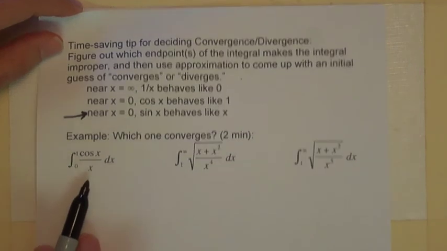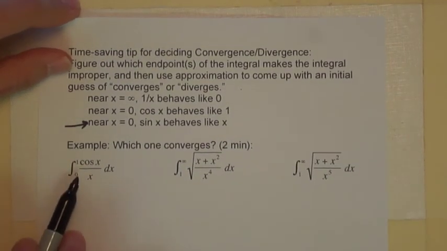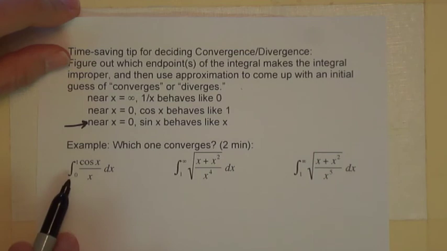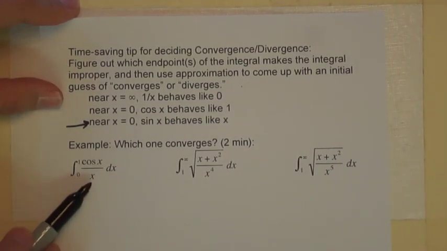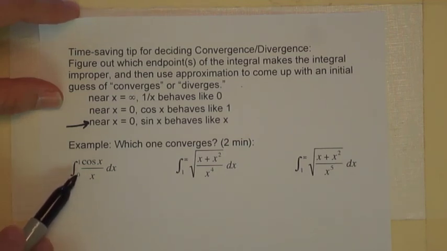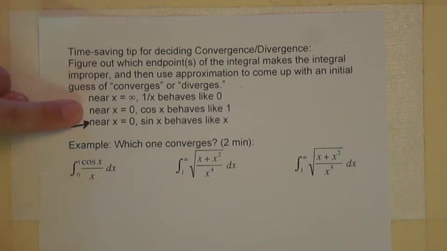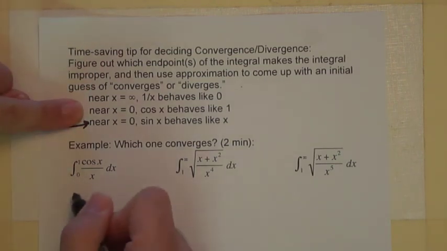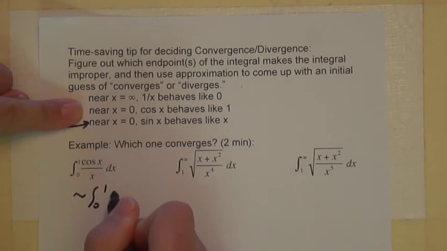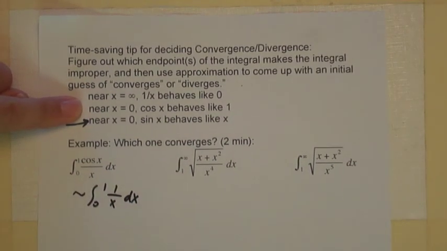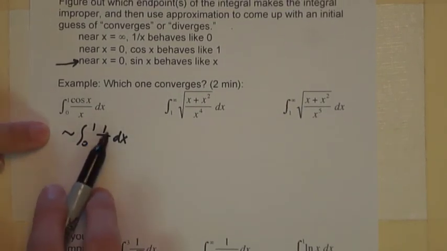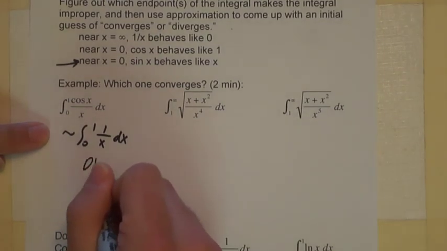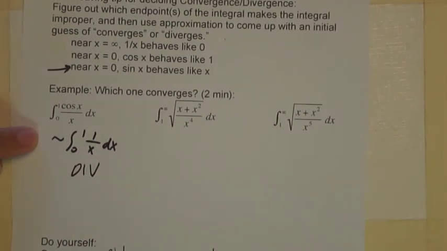We look at the first one, cosine x divided by x, and we look at the limits, 0 and 1. The thing that makes the integral improper is the 0, not the 1. The 0 would give you a 0 in the denominator when x is 0. So what's going on at 0? Well, near x equals 0, cosine x behaves like the function 1. So we can say it behaves as if it were 1 over x dx. That means approximately, or behaves like. And by the p-test, this thing diverges. So it's not that one.